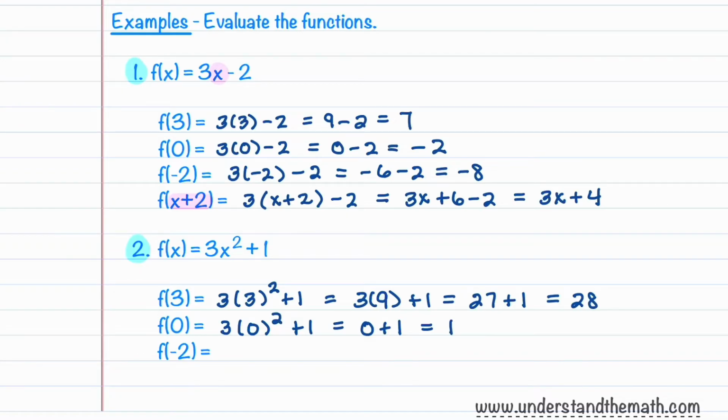Now let's do a negative. We're going to plug in x is negative 2, so we have 3 times negative 2 squared plus 1. The hard part with this one is you have to remember that you are squaring the negative. So this is going to be 3 times negative 2 squared, which is 4, plus 1. And this gives us 12 plus 1, which is equal to 13.